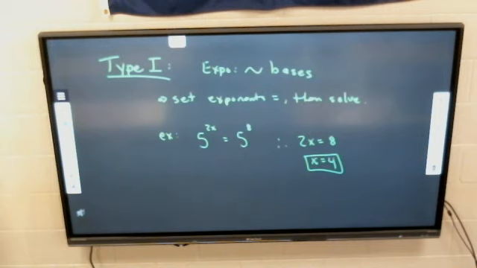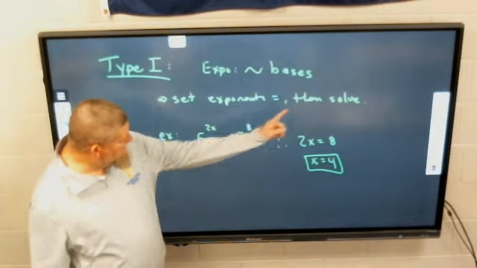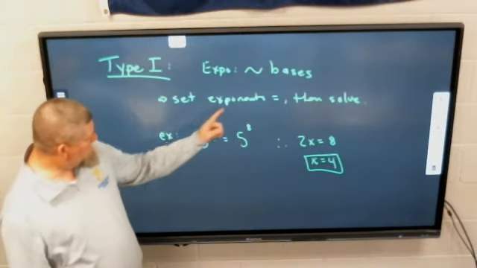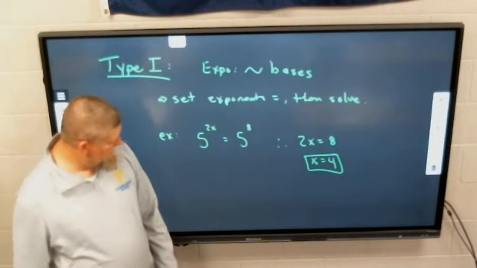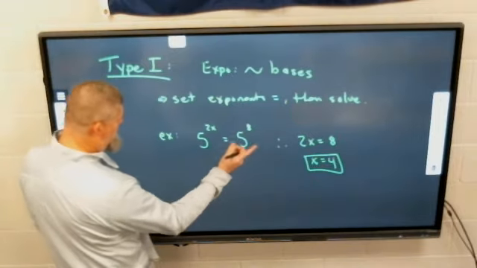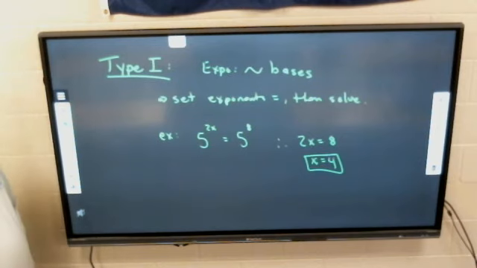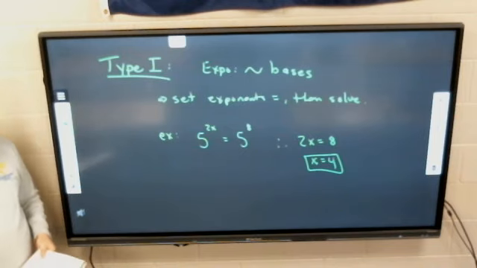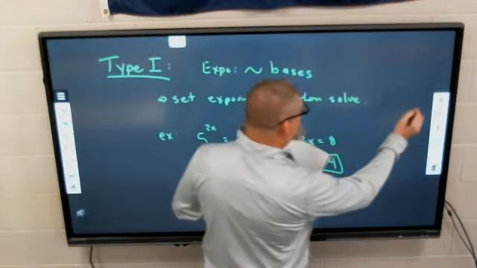By the way, this is not necessarily one of the easy ones. This is going to get a little more challenging. What does that say? Jesse? Then solve. Set the exponents equal, then solve. So in this case, the bases are 5. You just 2x equals 8, x equals 4. You good? All right. Now we see how they get a little more difficult.